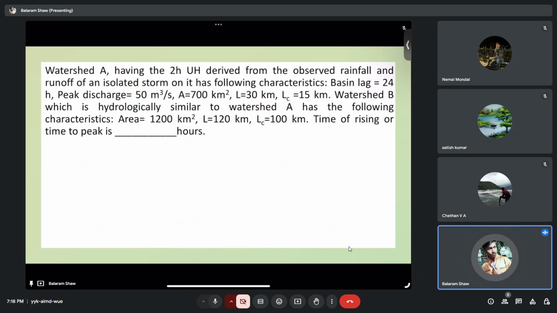Okay, so next question again, the data is same, that is watershed A having the 2 hour unit hydrograph. Same watershed A has the basin lag, peak discharge, area, L and LC. Similarly, the watershed B again is hydrologically similar. The question is same, just the thing is we need to find the time of rising or time to peak.